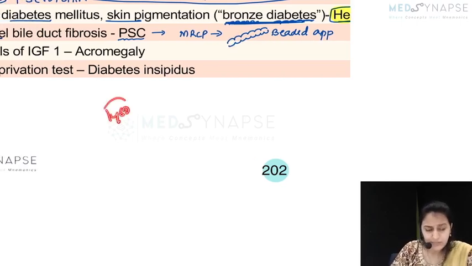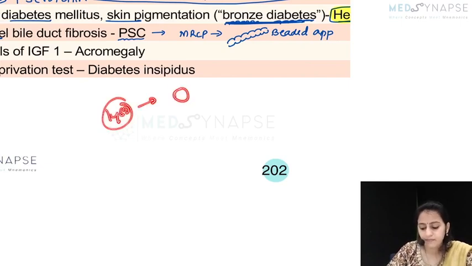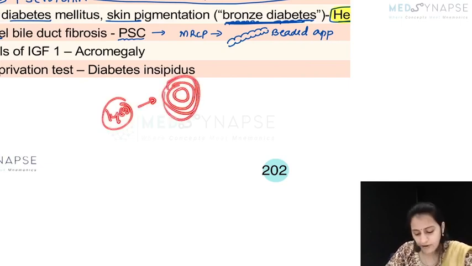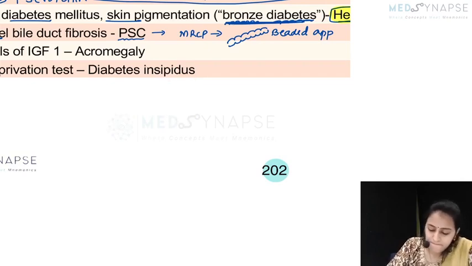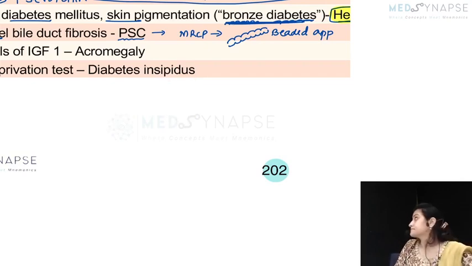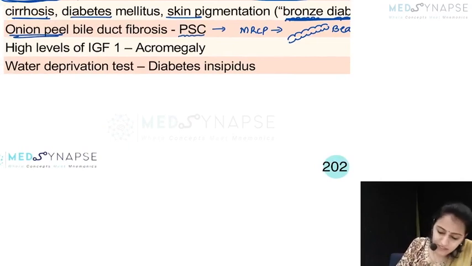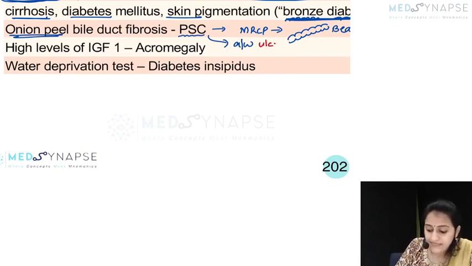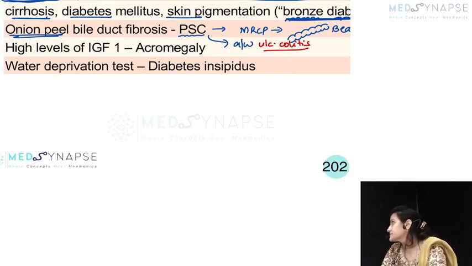Onion peel lysosomes is Tay-Sachs, sac of onion. And primary sclerosing cholangitis is generally associated with which condition? Ulcerative colitis. Very important. Ulcerative colitis.